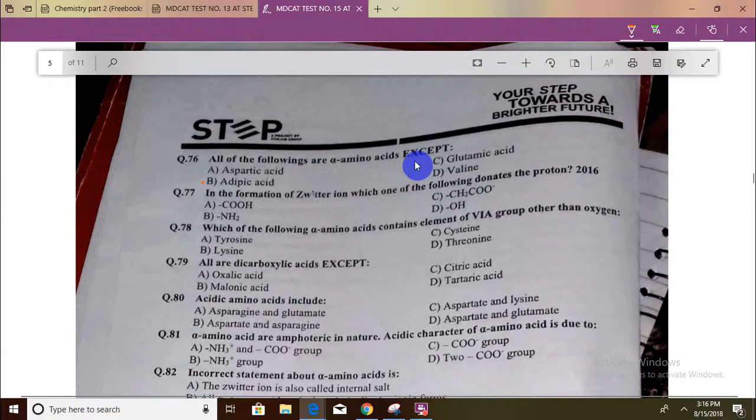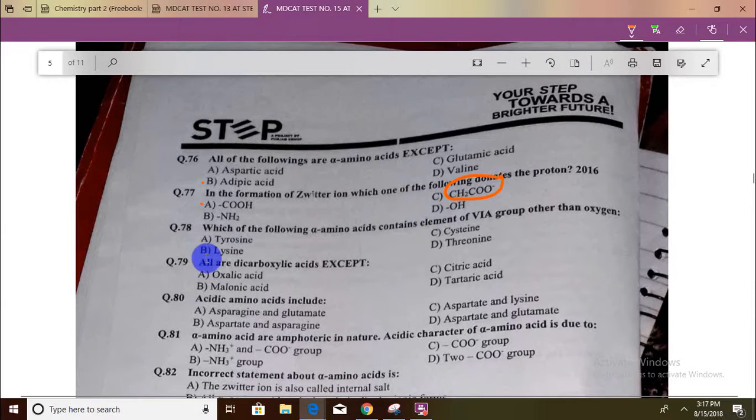In the formation of zwitterion, which one of the following donates the proton? The proton is donated by this, is received by this part. This is strange because you are making this a part of it when it isn't necessarily. This might be true in the case of glycine, but not the rest of them. OH never does that. Even if it is present, it makes it polar but not acidic.